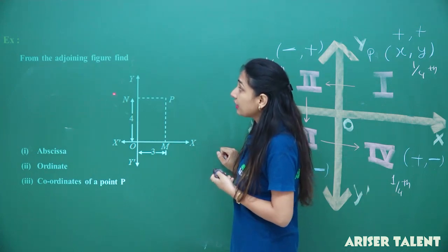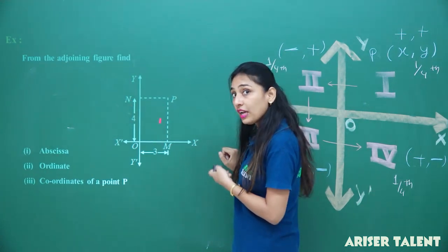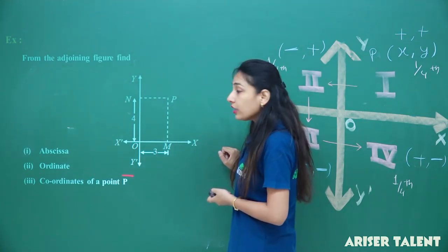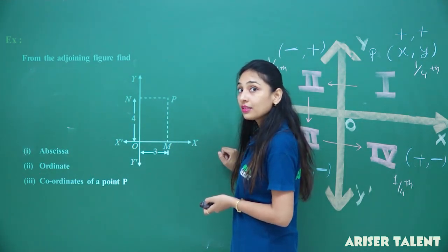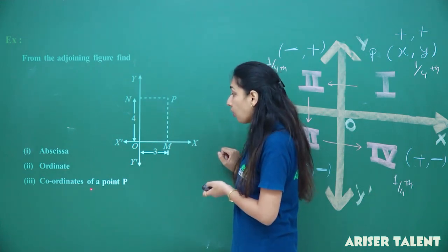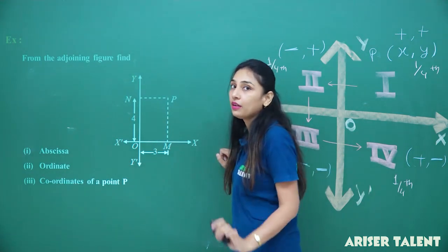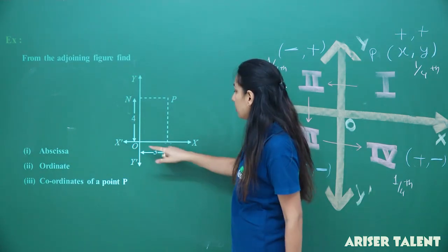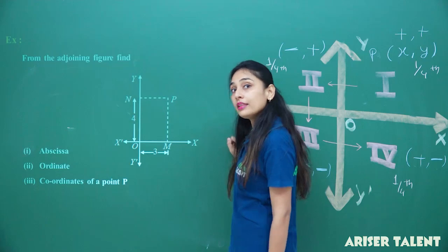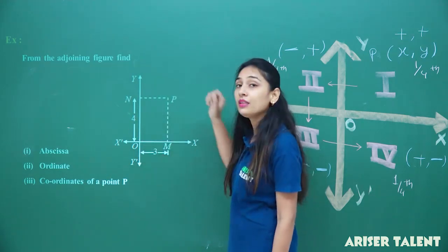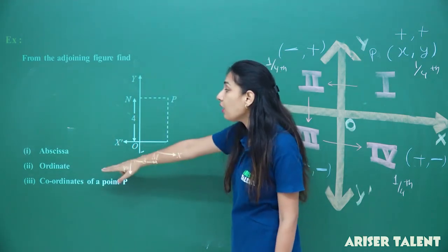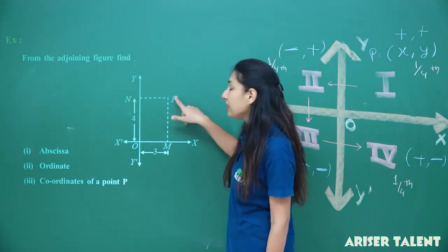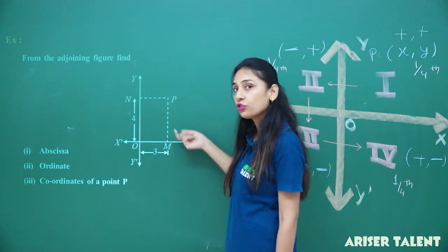So from the adjoining figure, we have to find the abscissa, the ordinate, and the coordinates of the point P. Now what is abscissa? This complete length will be the abscissa, this complete length will be the ordinate, and the coordinates of the point will be here. What's the value of x, what's the value of y?